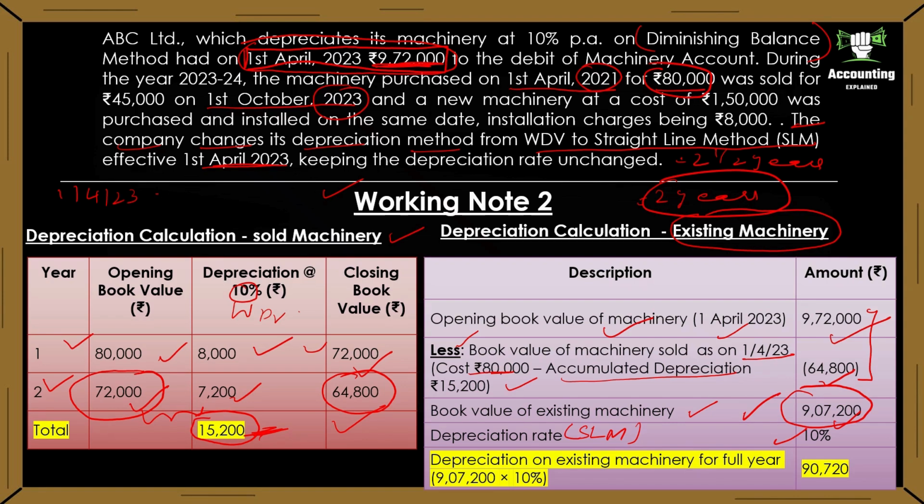Okay, so we are taking 9,07,200 into 10%. So depreciation for the existing machinery for the full year, that is 2023-24, will be 90,720. So this 90,720 will be the standard depreciation amount for the rest of the life of the asset because we are using the straight line method of depreciation. Okay, that part is clear, right? Let us go to working note 3 now.